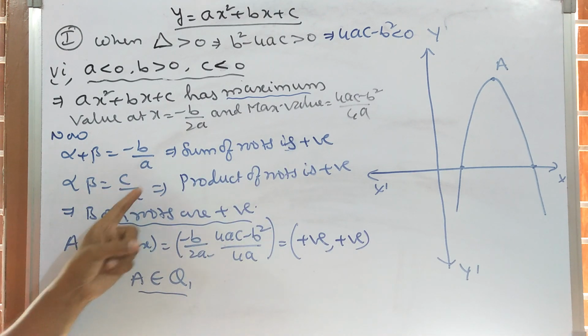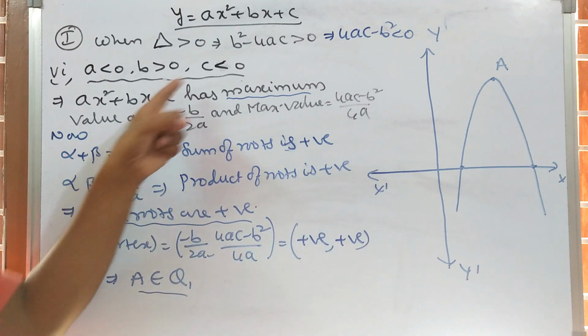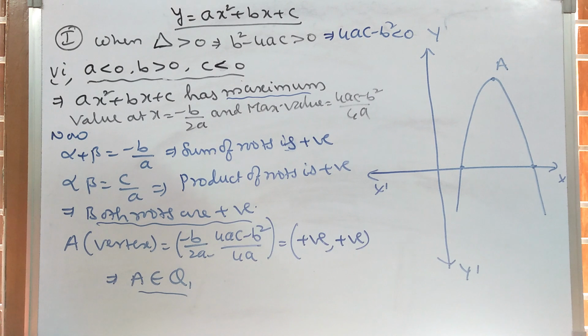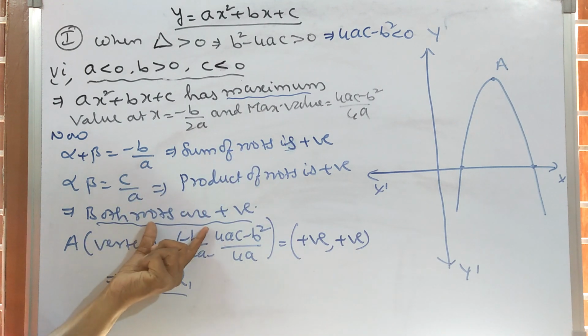Alpha beta is equal to c by a. Product of roots is positive. Why? Because c negative, a negative. Negative by negative is positive. Product of roots is positive means, I told you already, both roots have the same sign. But sum is positive means both roots are positive.